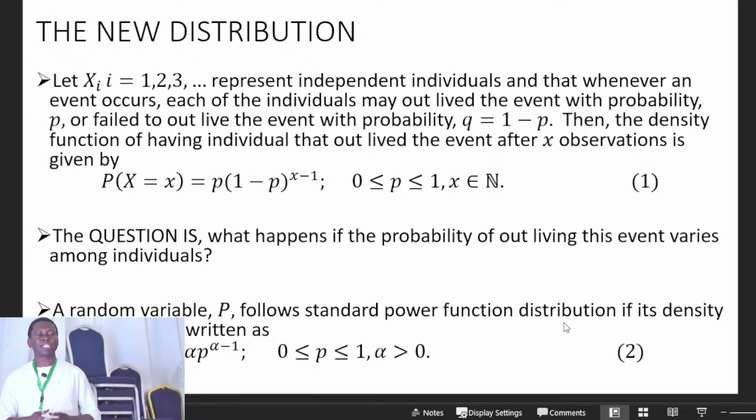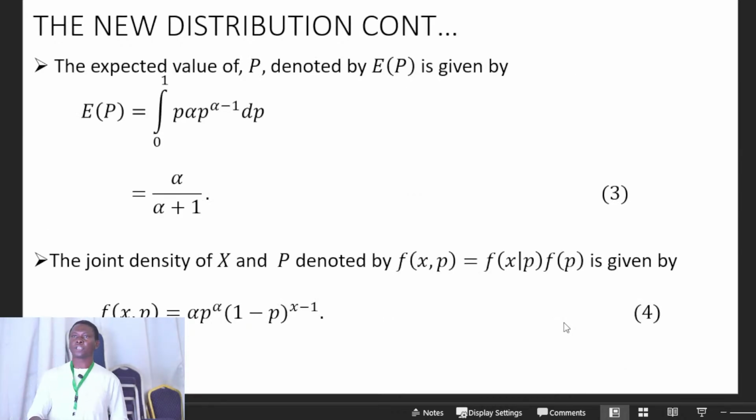So we considered a failure event for the geometric distribution, which is given by equation 1, and P follows the standard power function distribution, which is given by equation 2, and these two variables are assumed to be independent. In other words, the joint distribution of X and P will give us equation 4. The expected value of P, which follows the standard power distribution, is given by 3. I'm just trying to characterize that of the standard power distribution.